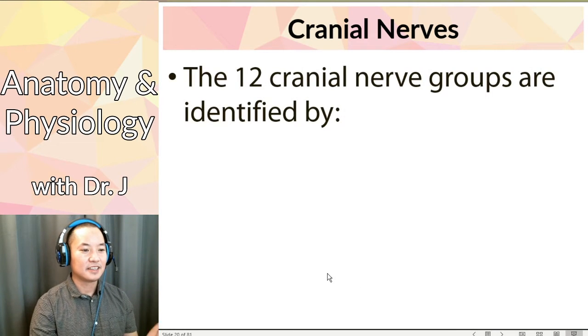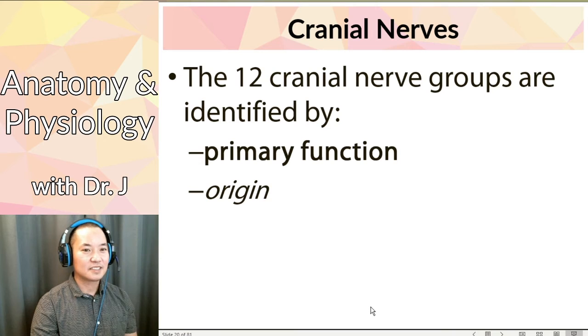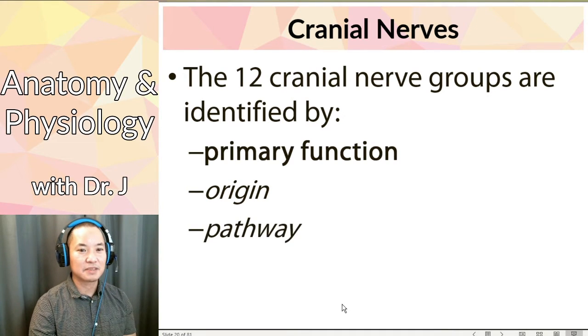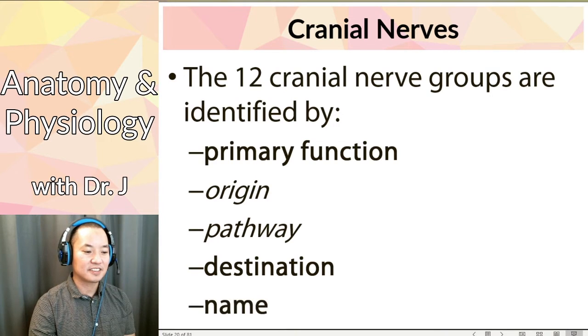All right, so these cranial nerve groups can be classified by multiple things. Now, the primary function, this is what I want you to know for sure. Origin, just know that you can also classify by it, but don't worry too much about it for this class. Pathway is maybe for more advanced anatomy, but I want you to know the destination target and the name. I want you to know the number, its general function, and where it goes. Where does it lead to?